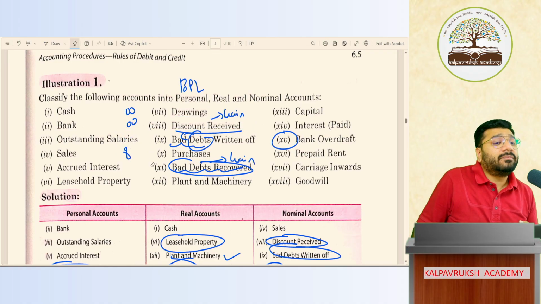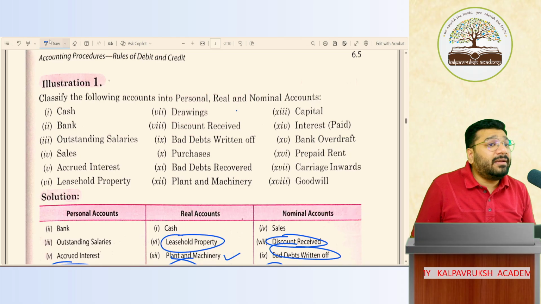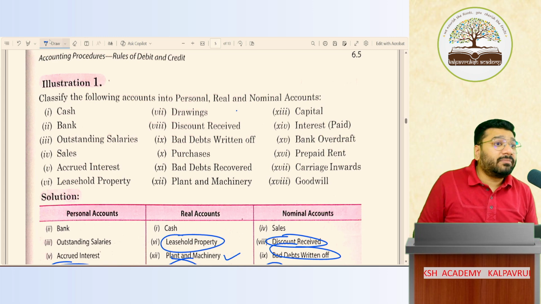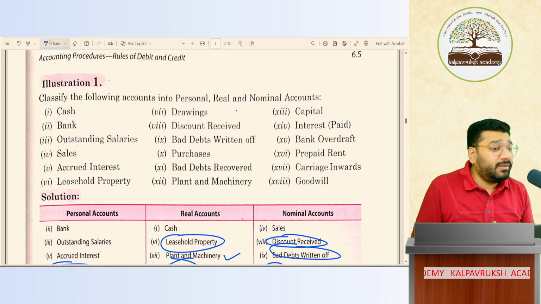So bad debt is your loss. Hey, who said gain? Bad debt is loss. Bad debt recovered, gain. Bad debt means what? Debtor said, get lost, I will not pay money. It is loss. The same debtor, later he comes and gives you the money back. That is bad debt recovered.